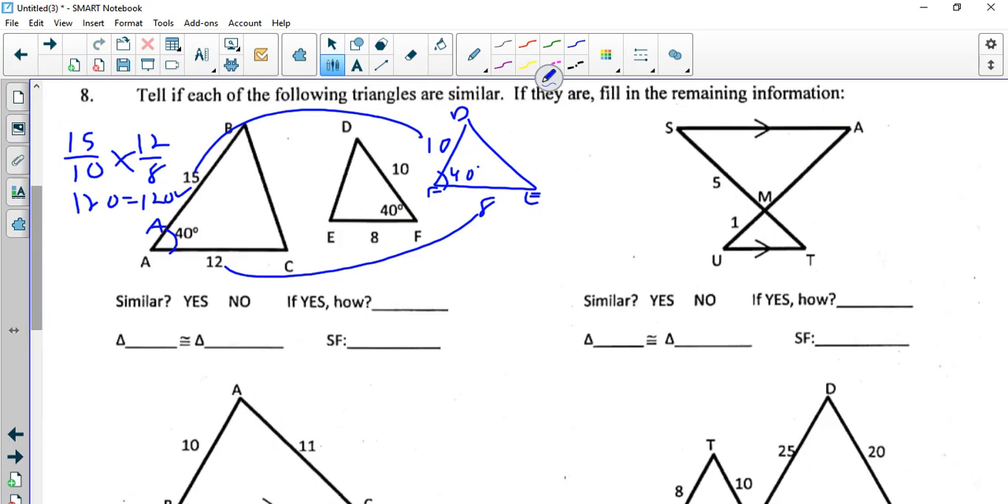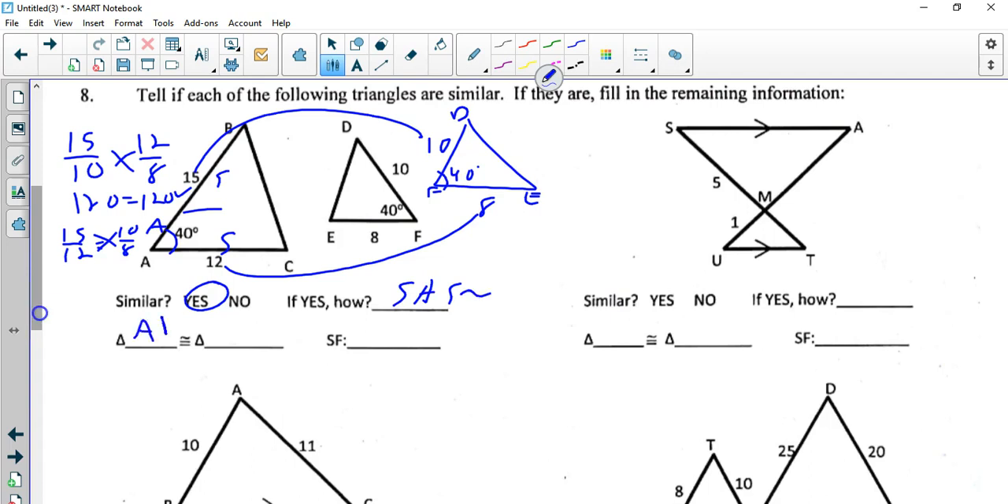But just to show you again, if you wanted to set up your fraction here, like the little trick I showed you, 15 over 12 equals 10 over 8. Again, we're multiplying the same numbers. 15 times 8 and 10 times 12. So these are proportional, and we have side, angle, side. Similarity.